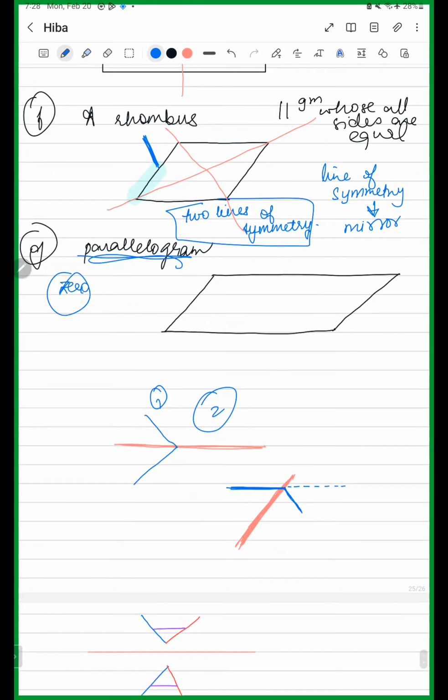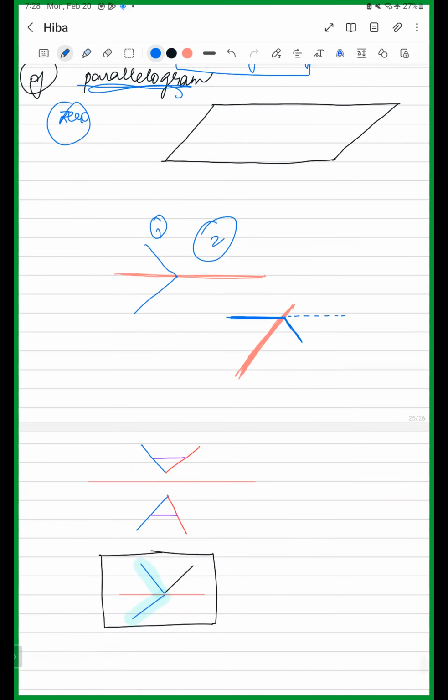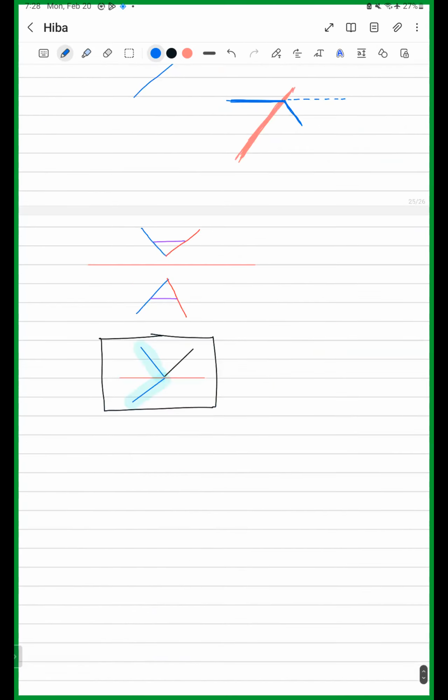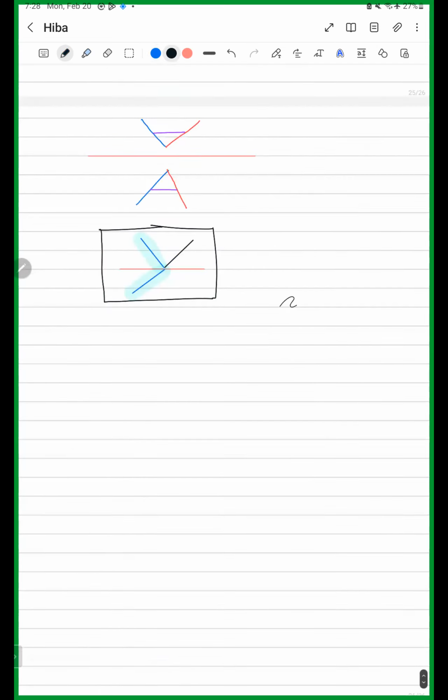Now let's come to H. I couldn't hear you, Hiba. Quadrilateral. हाँ, quadrilateral means any random quadrilateral. Any random quadrilateral. Let's take one. Like ऐसे है, ऐसे है, ऐसे है.